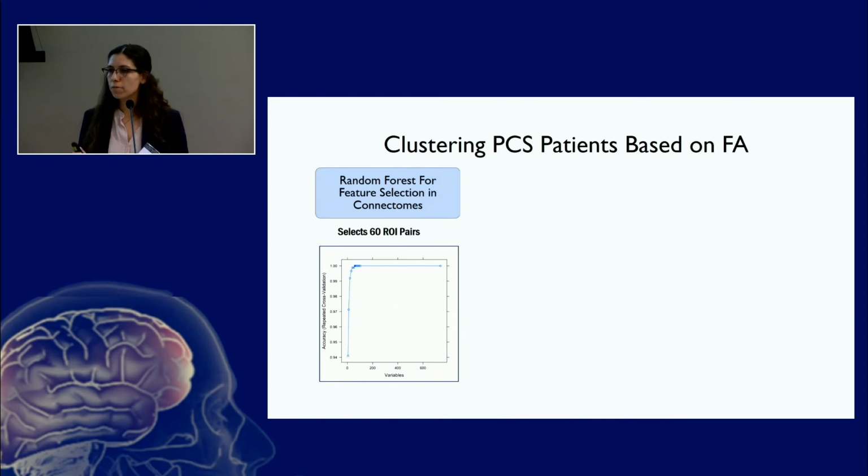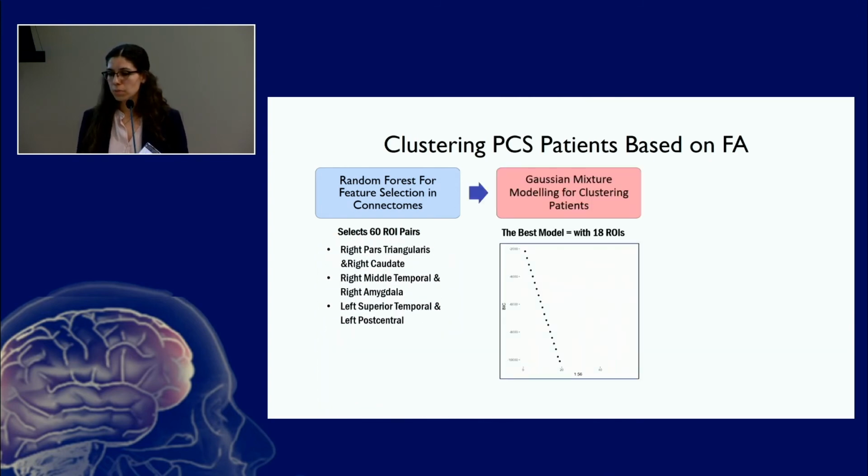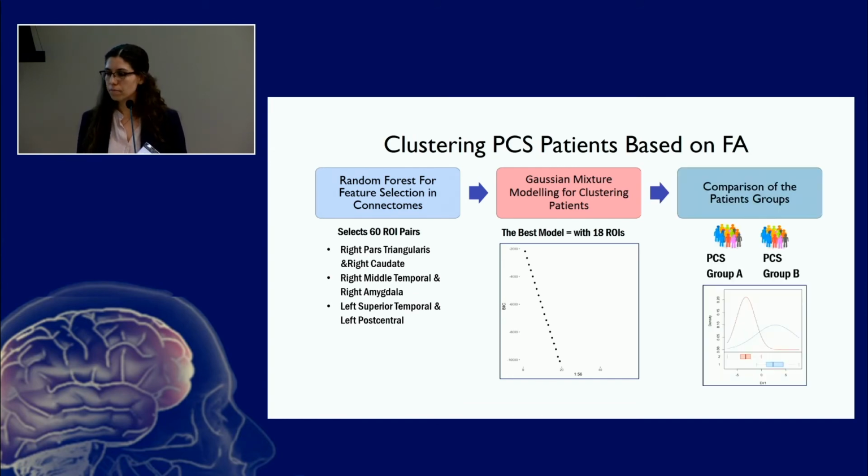The same idea, random forest was run. We selected 60 pairs of regions, and that was put into a Gaussian mixture model, again, to subtype the patients only based on the structural integrity. And then we compare these two groups that came up from the second model.